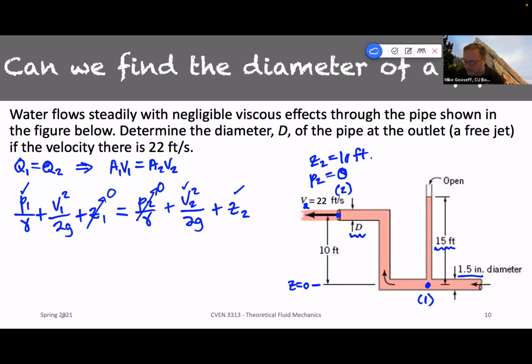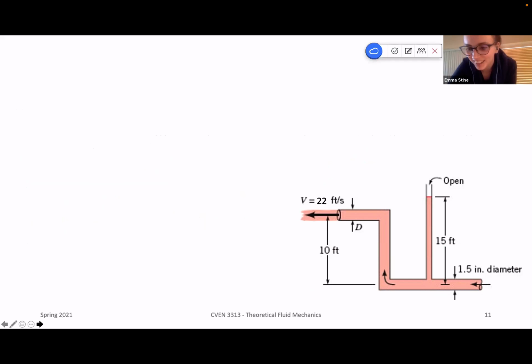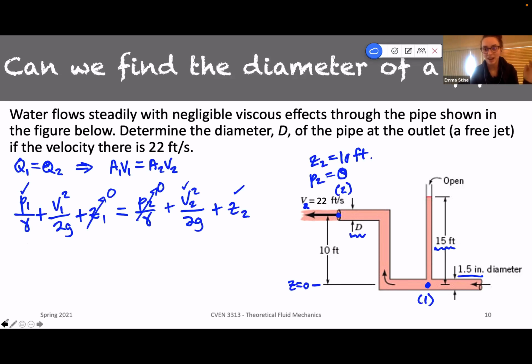Are we okay with that? Is everybody caught up? Yeah, okay. All right. So just to clarify, anytime there's a free jet, that means that your pressure is 0? Yeah, you're going to be at atmospheric pressure. So in the Bernoulli equation, we largely work with gauge pressures. So that's part of the reason we choose that free jet location, because we can make the pressure 0 at that point.